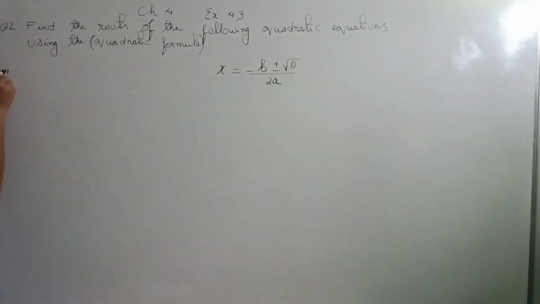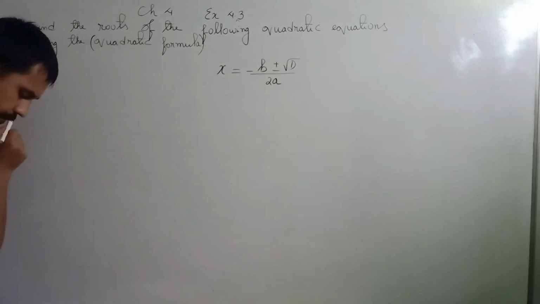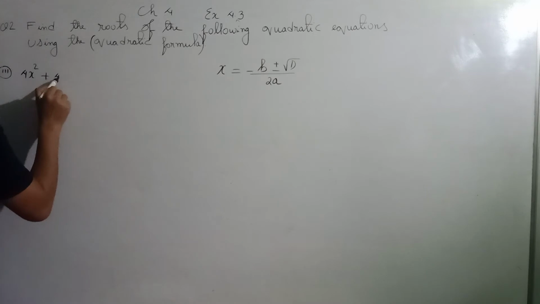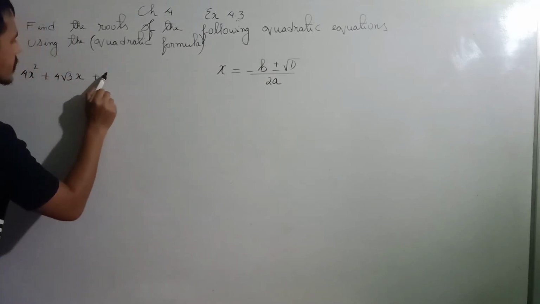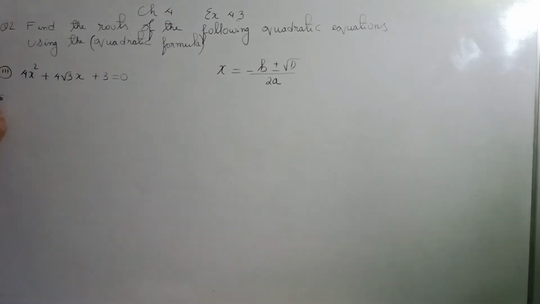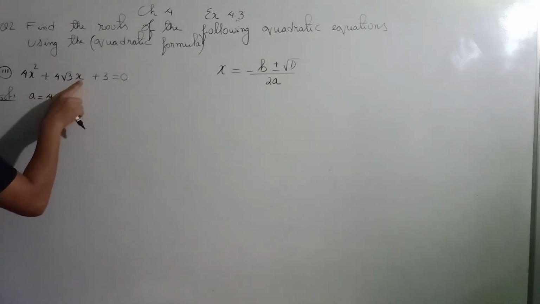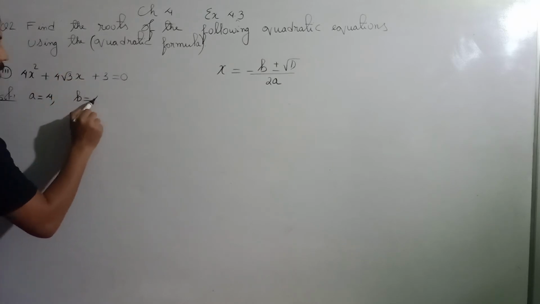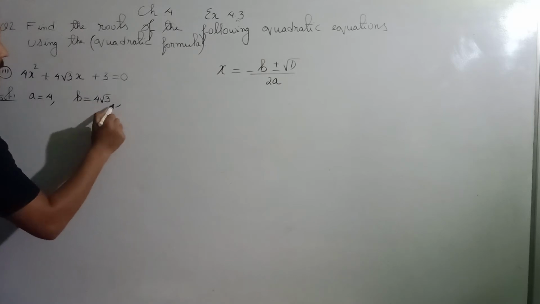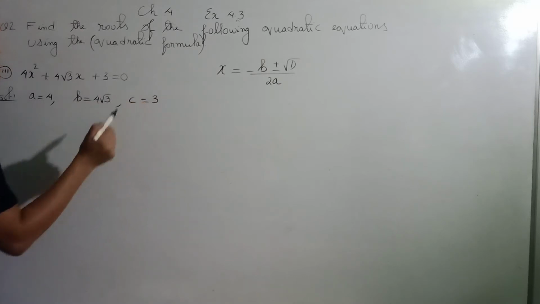So your Roman 3, your given quadratic equation is 4x squared plus 4 root 3x plus 3 is equal to 0. Here the coefficient of x squared is 4, so a is 4. Coefficient of x is 4 times square root of 3, so b is 4 square root of 3, and then your constant term is 3.